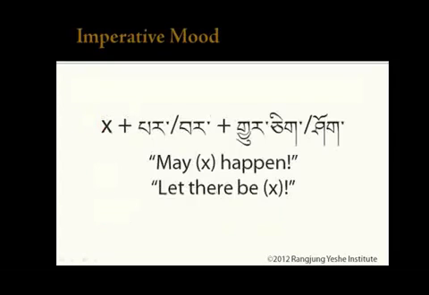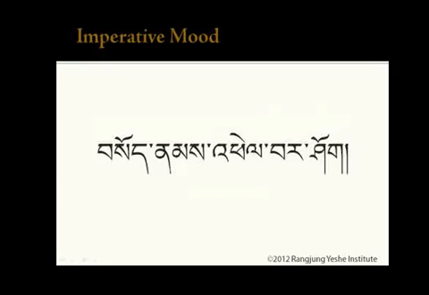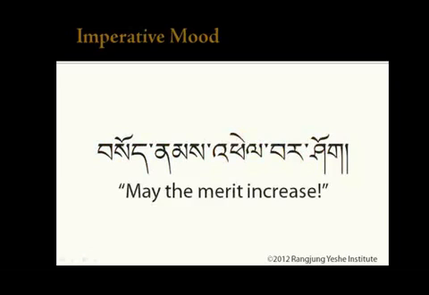X plus par or bar followed by gyurchik or shok is translated as may X happen, or let there be X. So we can say, for example, Sonam pelwar shok. Sonam means merit. Pel means increase. Shok is connected to pelwa by the la particle, which becomes pelwar shok. So this means, may the merit increase.